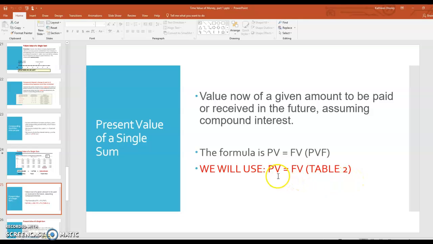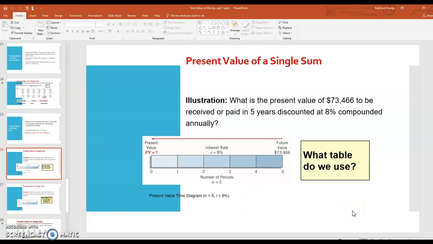Okay, so if we had future value on the left side of the equal sign, we'd say future value equals present value times table 1. But if it's present value we want, then we say present value equals future value times table 2. Okay, so here's an example. What is the present value of $73,466 to be received or paid in 5 years, discounted at 8%, compounded annually? Now we use the word discounted, meaning that it's still an interest rate, but it's going backwards. It's going from the future back to the present.